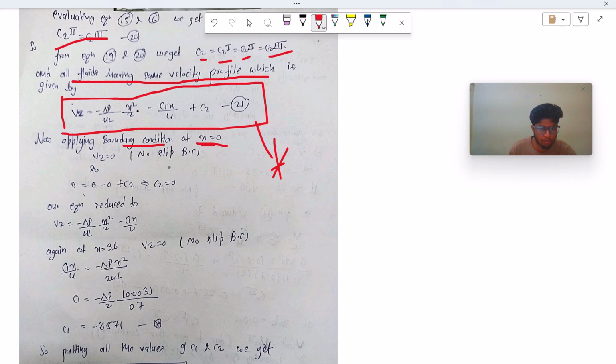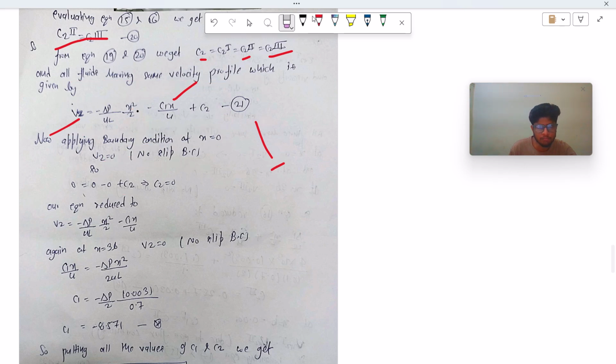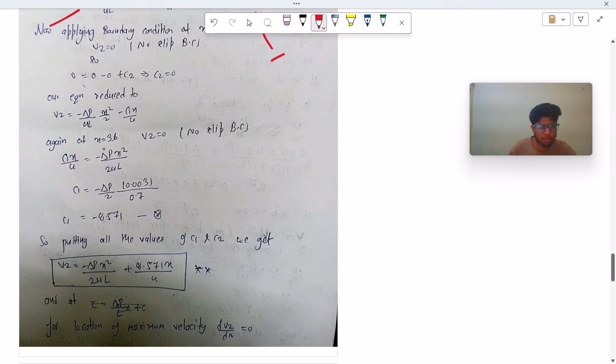Now applying the boundary condition at x equal to 0, we apply the no slip boundary condition. vz will be 0, so C2 will be 0. If you put x equal to 0, vz is 0, we get C2 equal to 0. So our velocity equation will be reduced to vz equal to minus delta p upon mu l into x square by 2 minus C1x by mu.